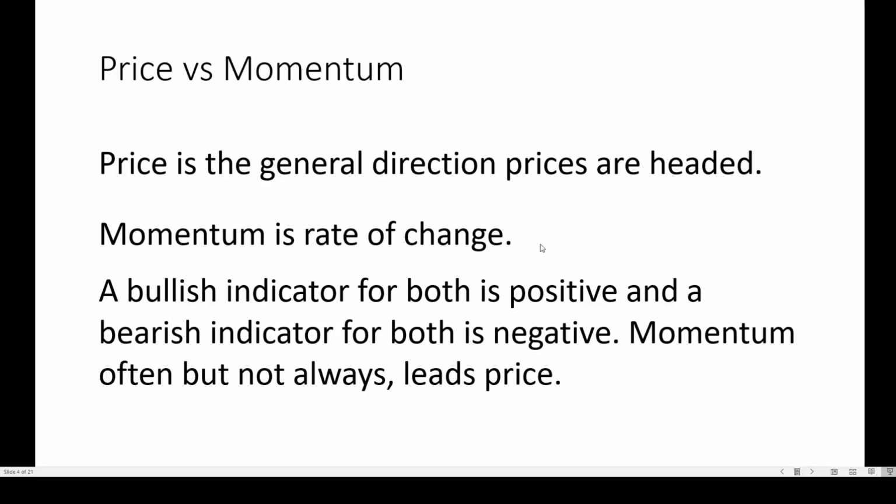And you're going to see then in the PowerPoint part of this, price versus momentum. Price is the general direction prices are headed. Very easy usually to figure out, but momentum is more difficult. You're not going to find that in your trading platform, and momentum is a rate of change. So when momentum is shifting positive, it's usually a bullish indicator, and when momentum is slowing, it is usually a negative indicator. Momentum often, but not always, leads price on the long term.